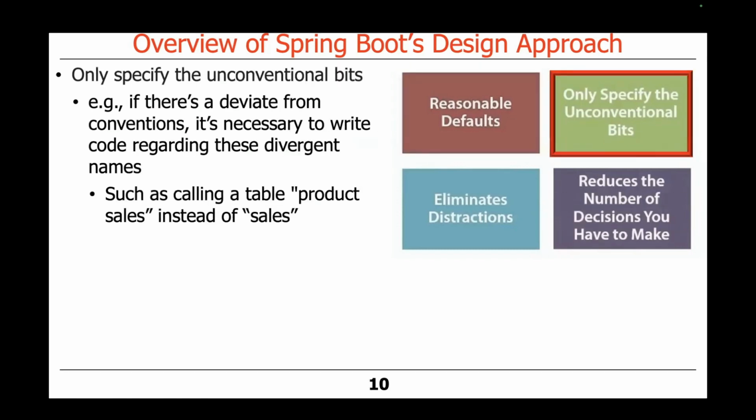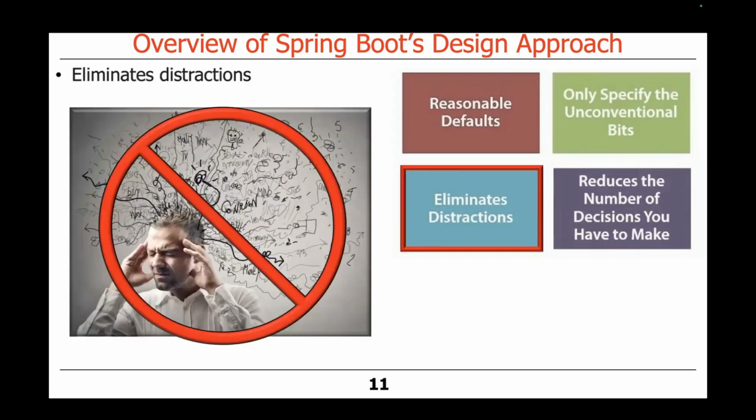Another goal is to require only specifying the unconventional bits. In other words, things that diverge from the defaults. So if you want to call the table product sales instead of sales, there's a way to do that. It just isn't the default. And this is a time-honored way of building extensible software. You try to make it easy to do the normal things correctly. You try to make it hard to do things incorrectly, but you don't make it impossible to do things that weren't anticipated with the normal way, with the conventional way of doing things.